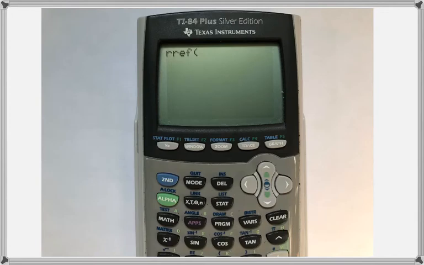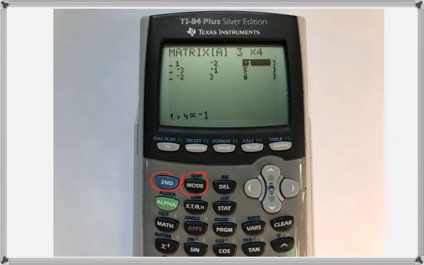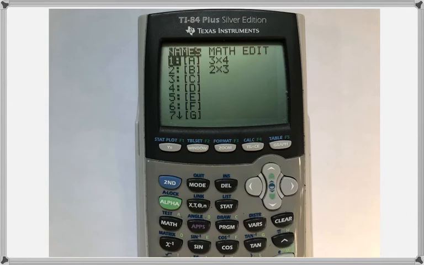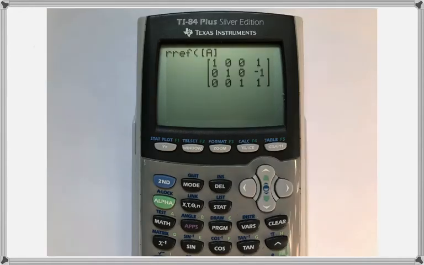Then the third step is to go back into the matrix menu for the third and last time. And this time it's going to be, again, second matrix. It's just going to be under names and under matrix A. So if you press enter, this should appear in your home screen, RREF of A. So it's going to find the reduced row echelon form of matrix A, and this is what we get.